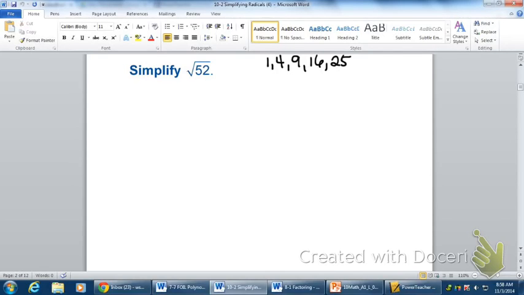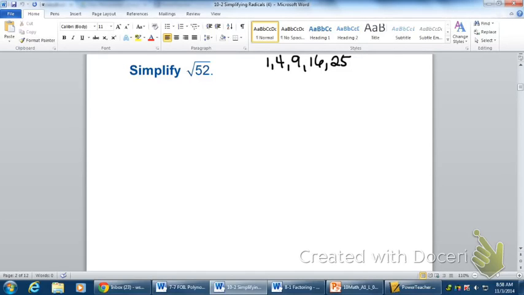4 times 4 gives you 16. Then 5 times 5. Remember, to simplify these, we need to figure out which one of these perfect squares can go into 52. Now, the best way to do it is just try them out.